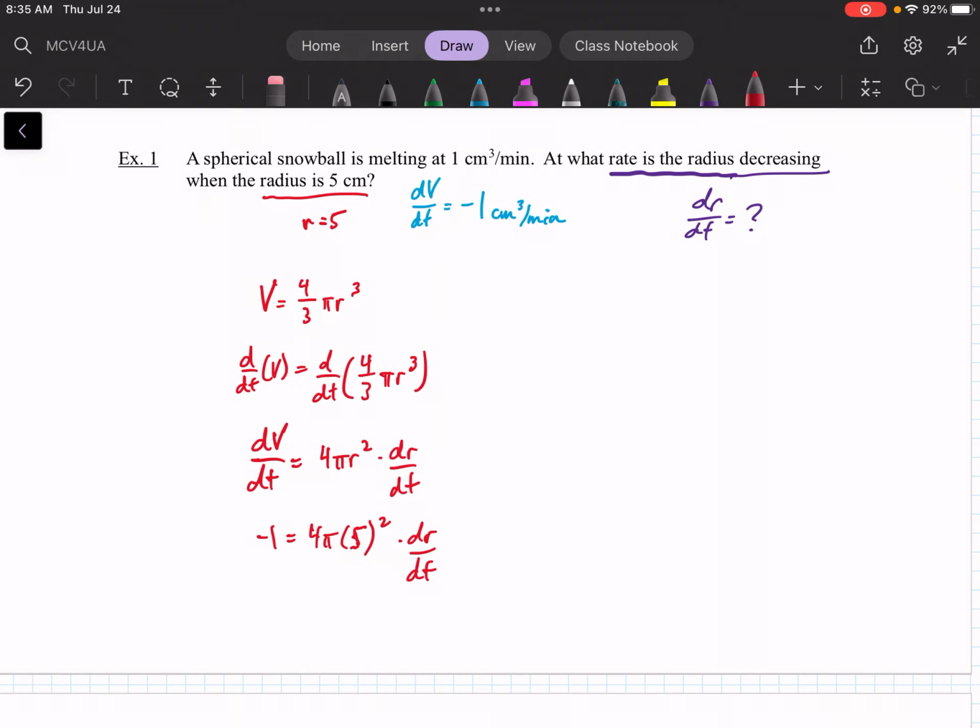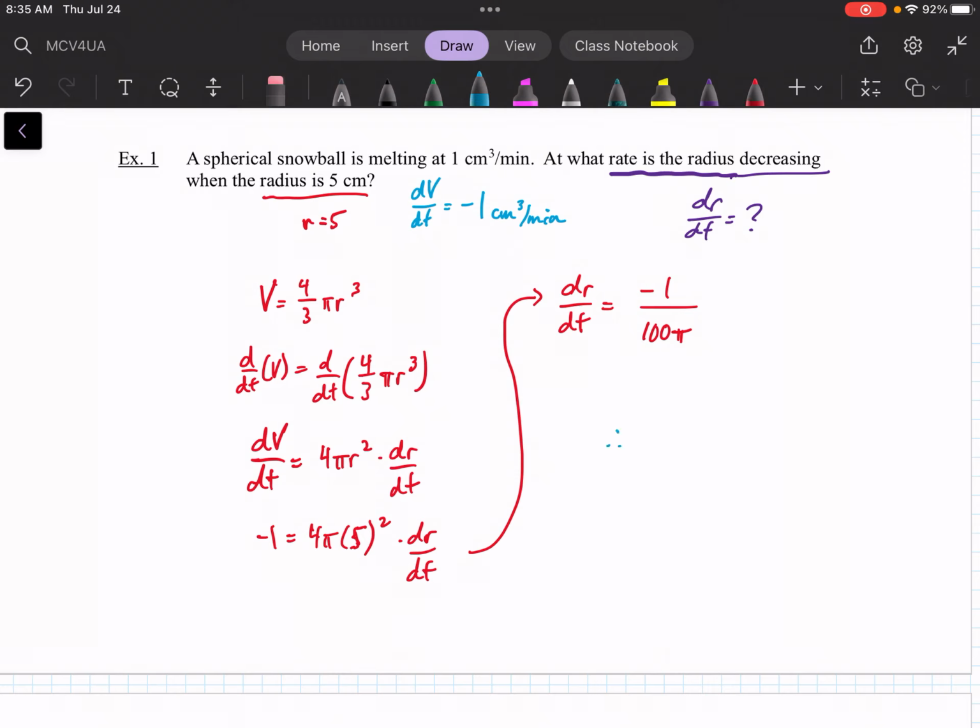At this moment it's just a matter of solving it. So we rearrange the expression: dr/dt equals negative 1 over, now 5 squared is 25, 25 times 4 is 100, so this is going to be 100 pi that we're dividing by. And now you find dr/dt is a value that's decreasing, so now you can write your conclusion.